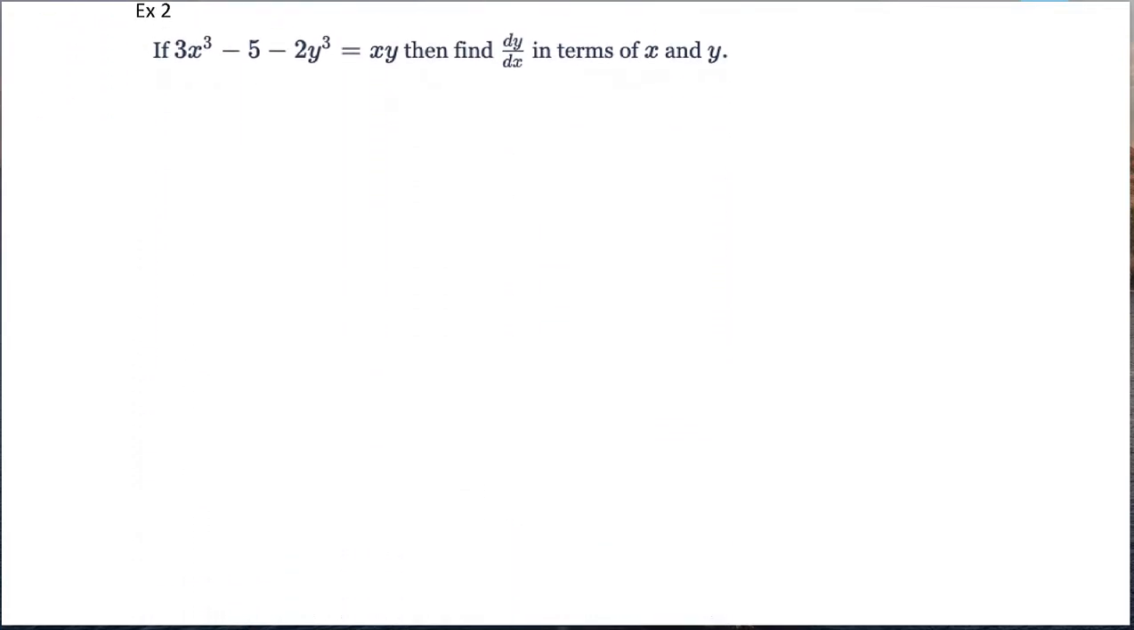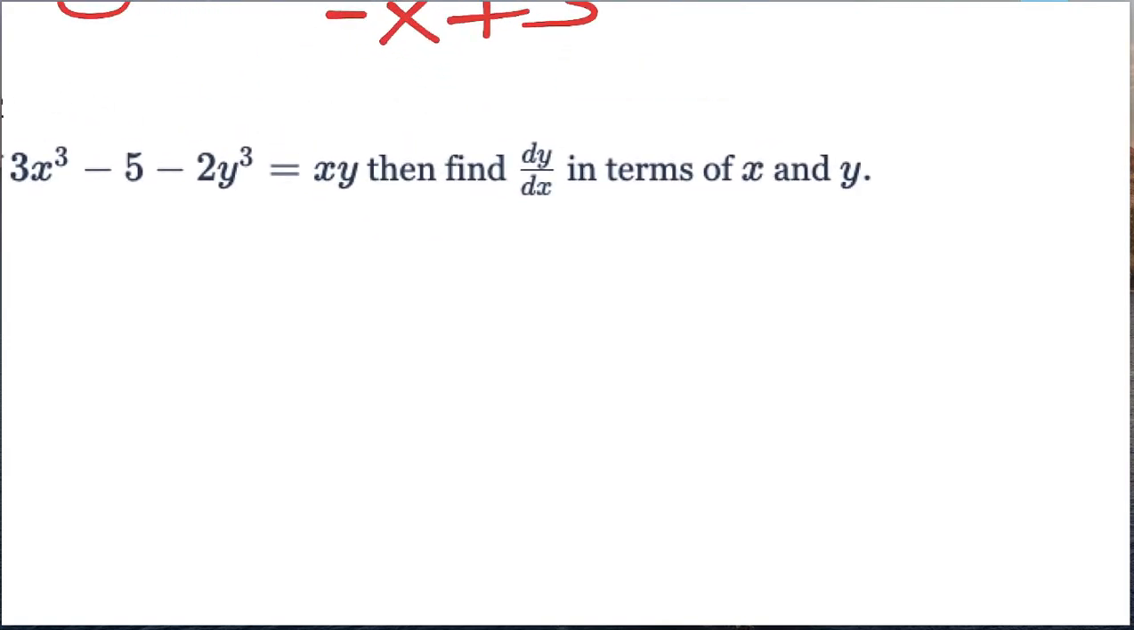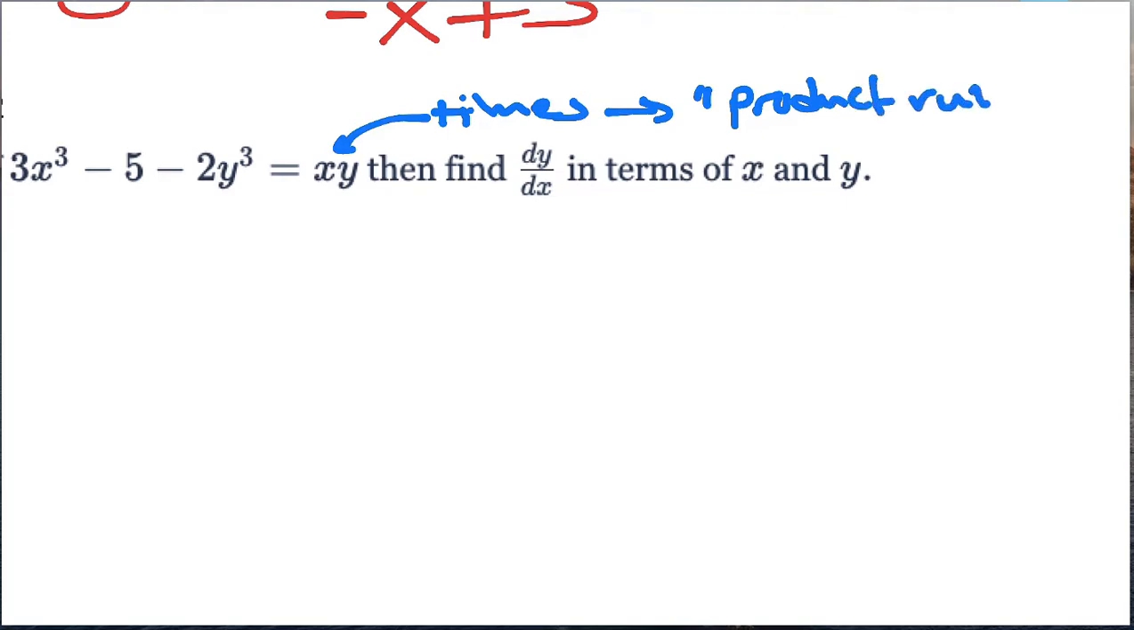Let's take a look at this one. Another one. If I read this, this is 3x cubed minus 5 minus 2y cubed equals x times y. Right there, when you read it, you said the word times. If you say the word times, you should know product rule. We have to use the product rule. We said the word times. We know we need to use the product rule on this.